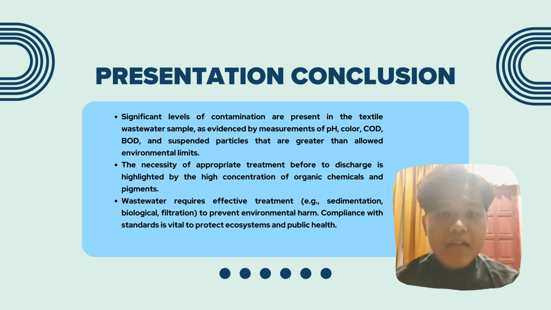Conclusion: significant levels of contamination are present in the textile wastewater sample, as evidenced by measurements of pH, color, COD, BOD, and suspended particles. They are greater than allowed environmental limits. The necessity of appropriate treatment before discharge is highlighted by the high concentration of organic chemicals and pigments. Wastewater requires effective treatment, for example sedimentation and biological filtration, to prevent environmental harm. Compliance with standards is vital to protect the ecosystem and the public.